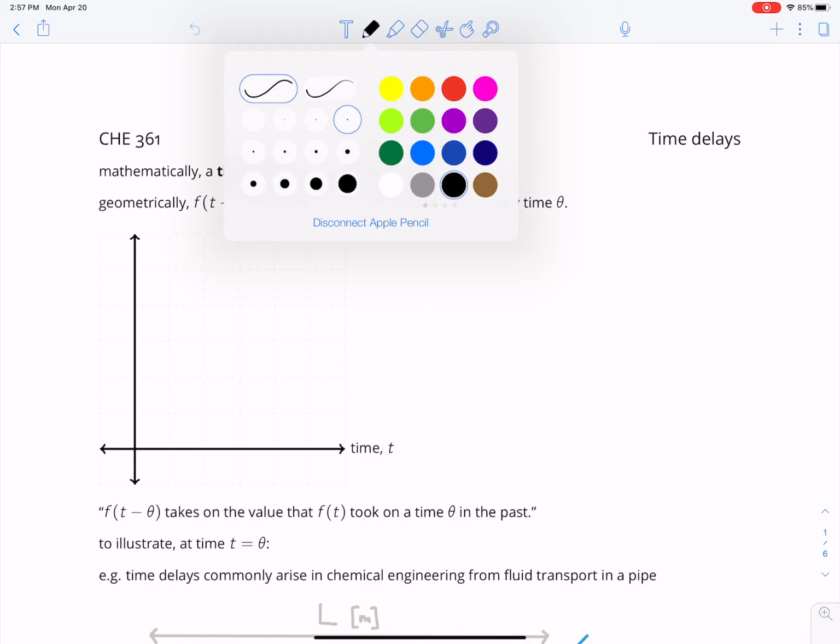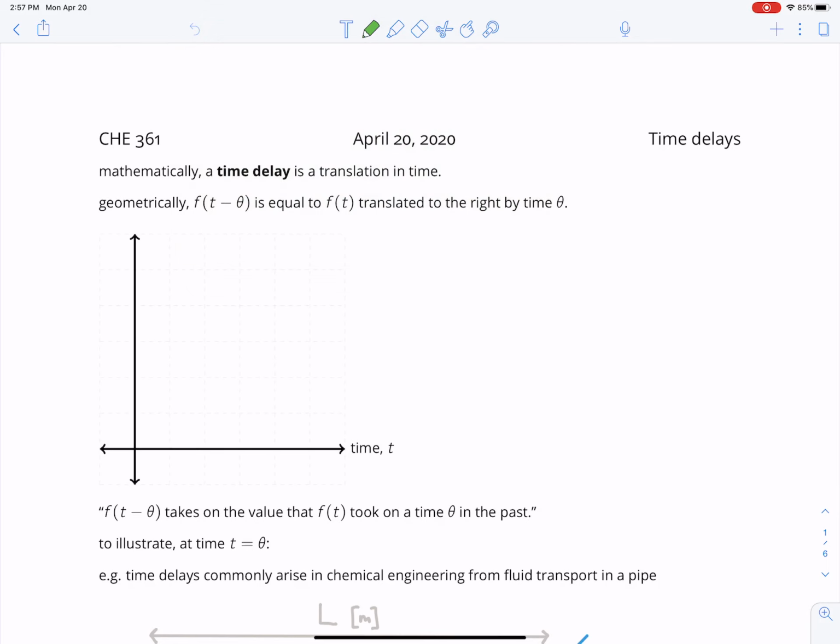So if you can imagine a function f of t right here, let's say it looks like this. It's the shape of a triangle, and over here it has slope 1. All right, let's say this is your function f of t. And if you introduce a time delay to this function, let's say a time delay of theta, let's shift it over by 2 units. So this distance here is theta.